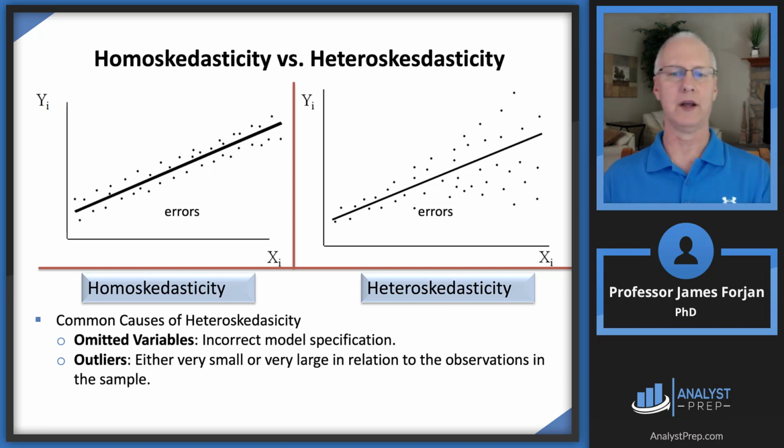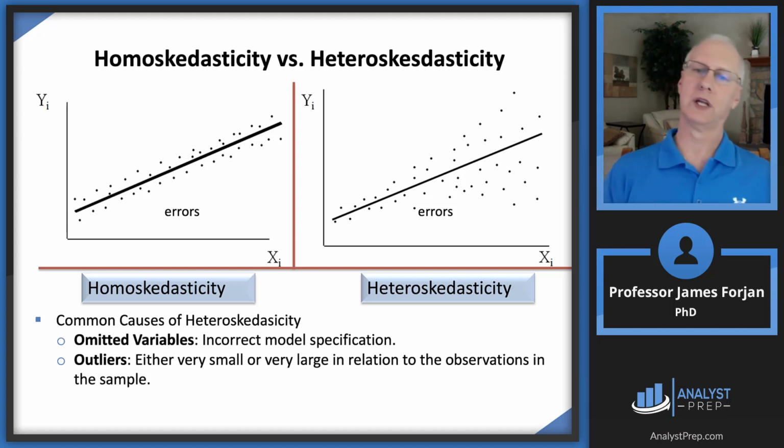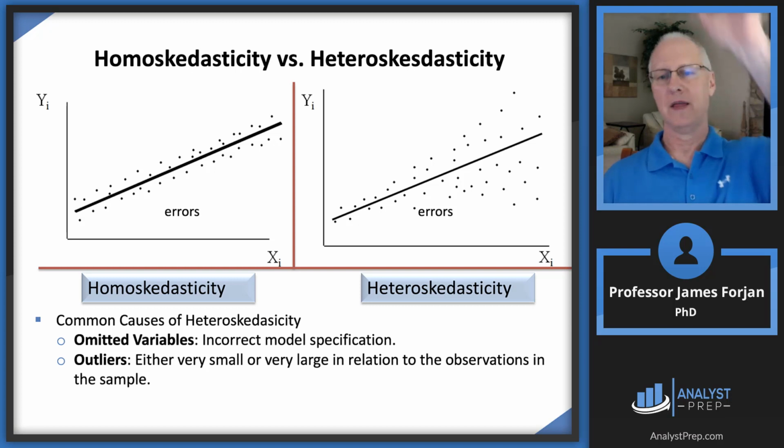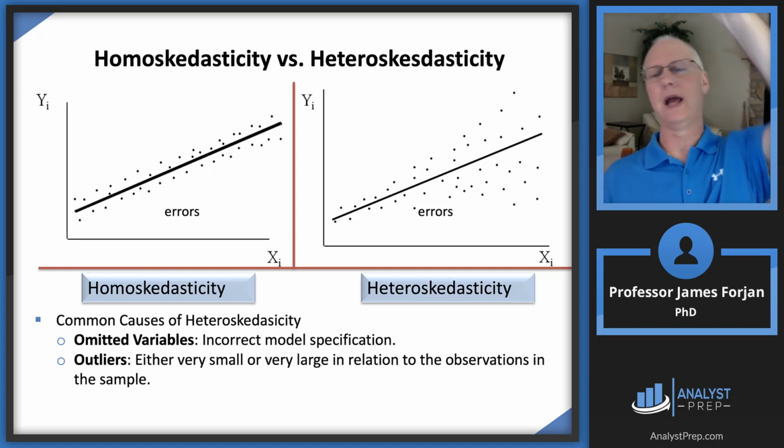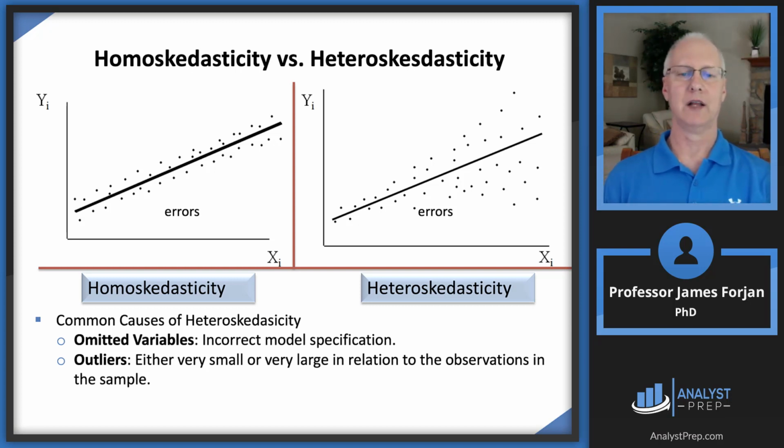And so clearly here, close to the origin, you have those terms that are pretty close to the line, right? So we start out okay, but then as we move to higher values of x, which lead to higher values of y, then those error terms get way, way out there. And so that's a violation. Now, there are lots of causes of heteroskedasticity, but common causes are incorrect model specification and the existence of outliers.